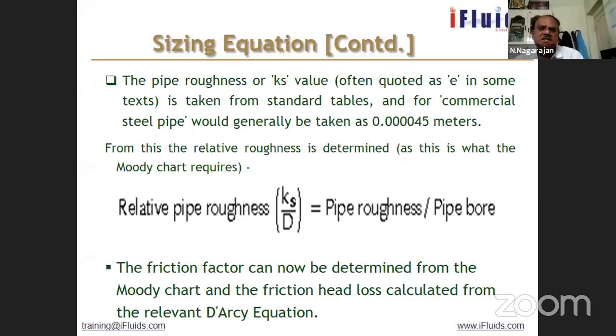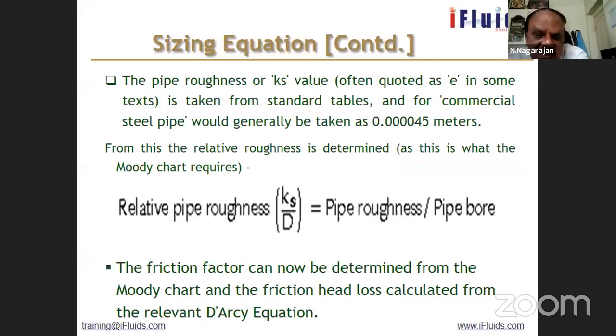So the pipe roughness, how do you find the Ks? It is called pipe roughness factor. In some texts, it may be quoted as E. Commercial steel pipe would generally be taken as 0.045 millimeters. It has a unit, and the Ks is not a dimensionless factor. It is a dimensional number. It is measured in meters, 0.000045. So this is available in the literature.